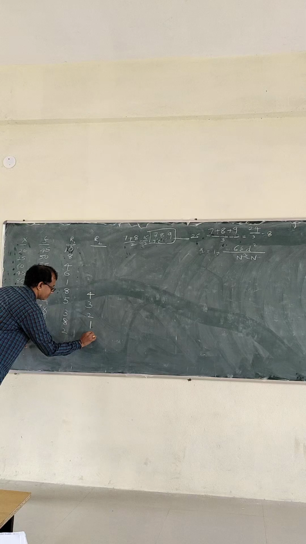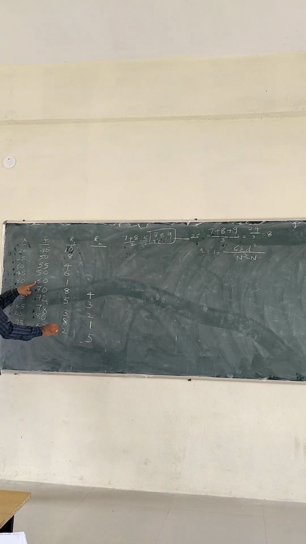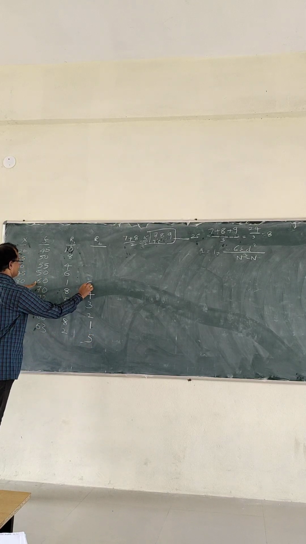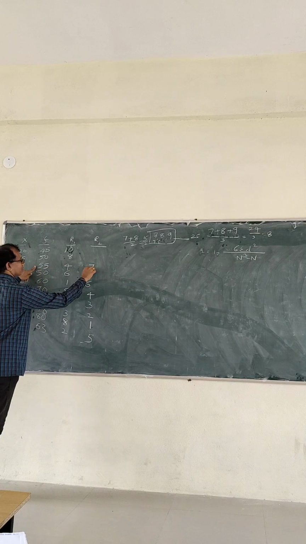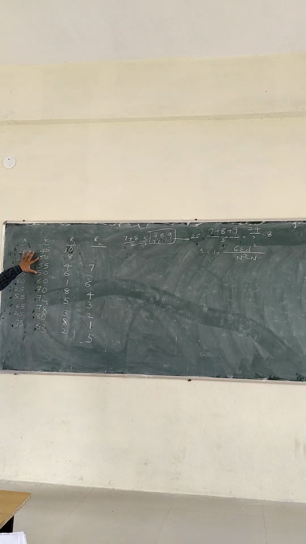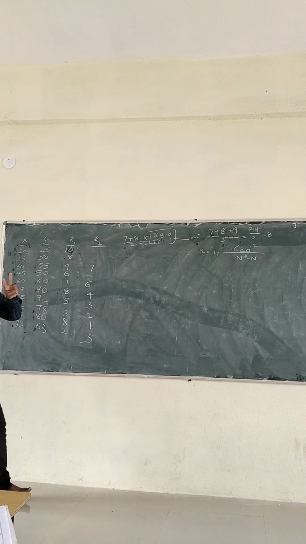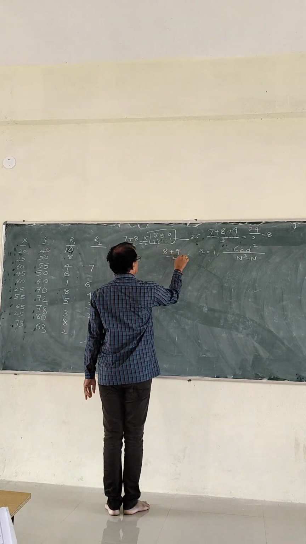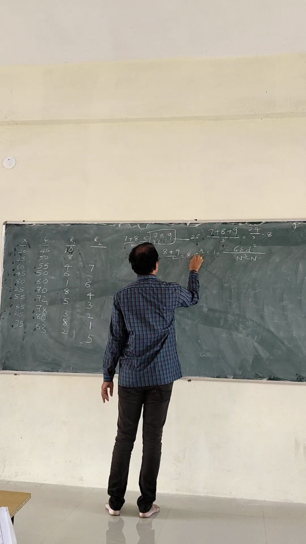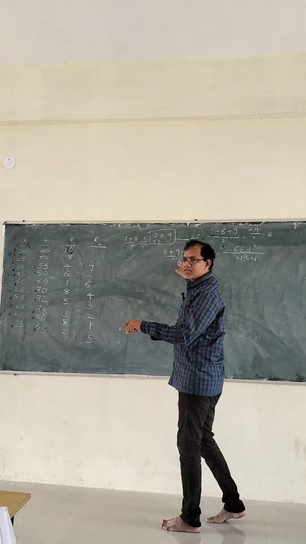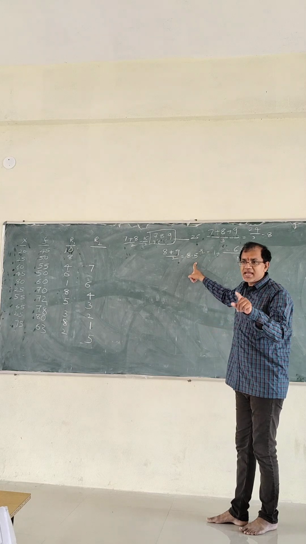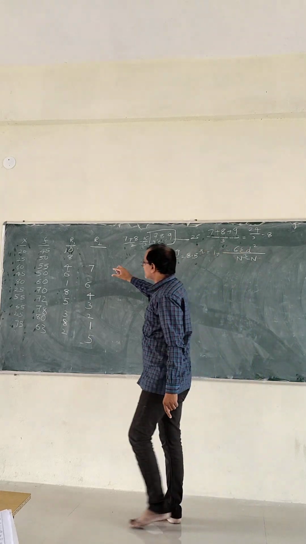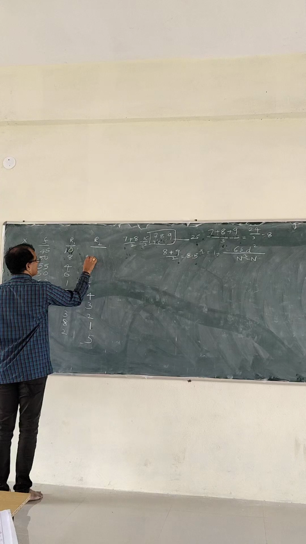63, 63. 60 is 6. 55 is 7. 52 times 8. 8 and 9, 8 and 9. This 8 plus 9 by 2, this 10 plus 20, 8 by 9. 17 by 2 means 8.5.